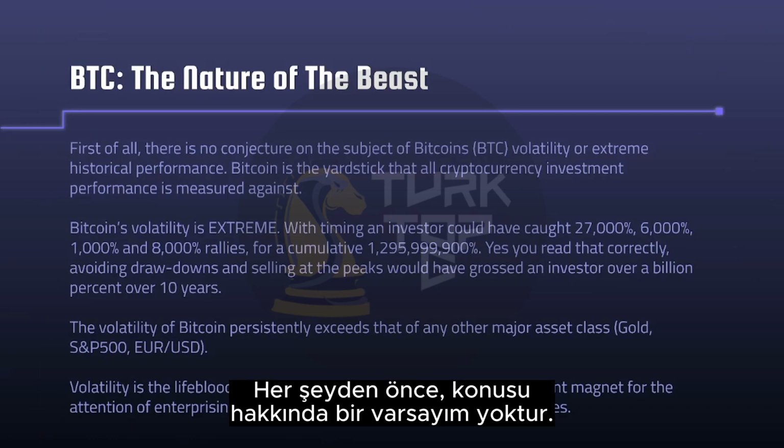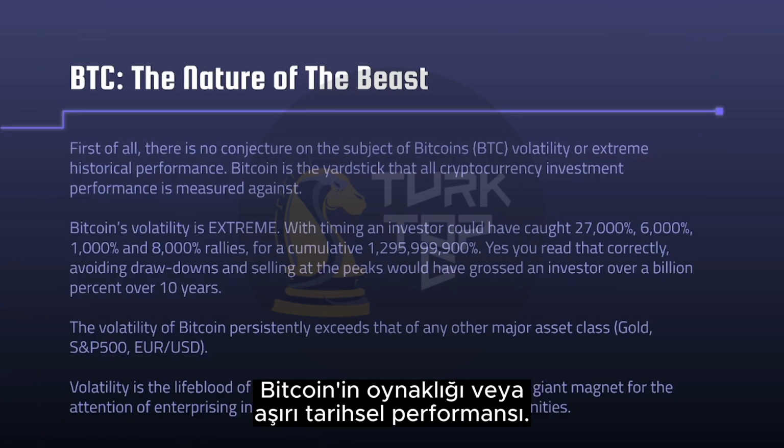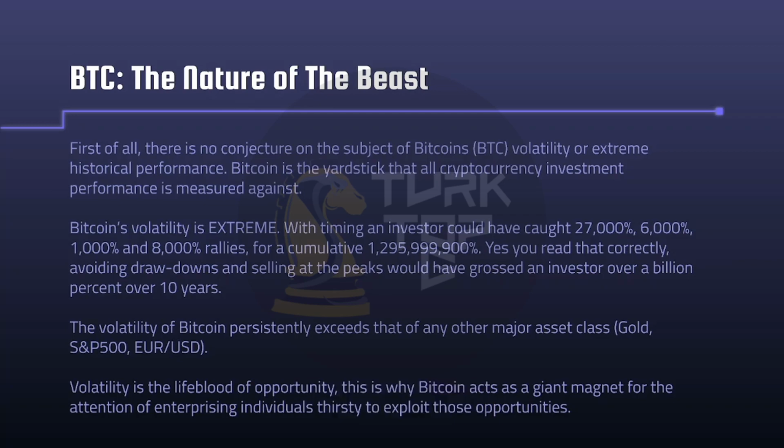First up, I'll have a look at Bitcoin. First of all, there's no conjecture on the subject of Bitcoin's volatility or extreme historical performance. Bitcoin is the yardstick that all cryptocurrency investment performance is measured against.